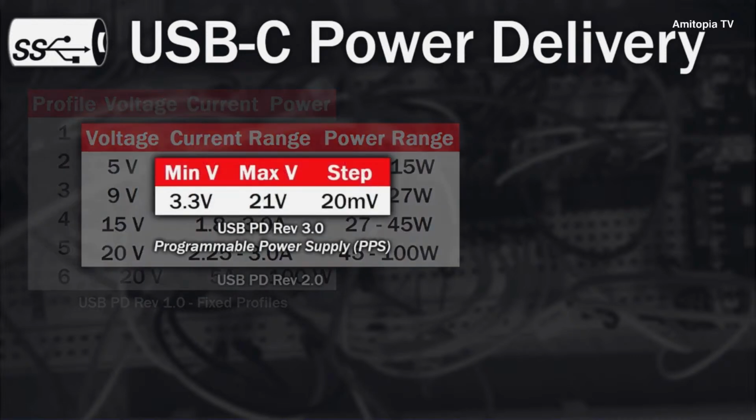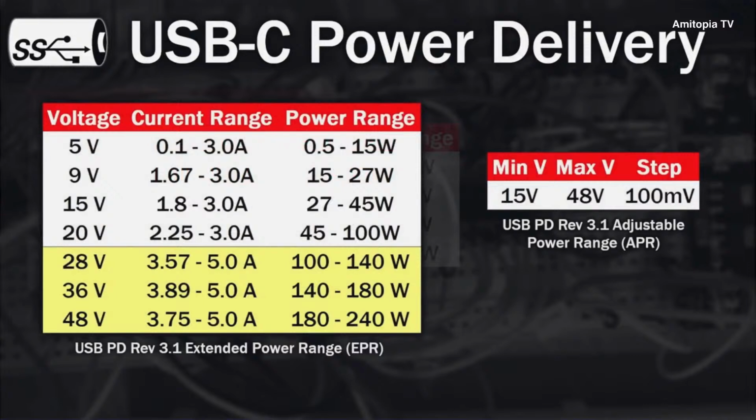A third revision changed this entirely and allowed the device to request power between 3.3 volts and 21 volts in tiny 20 millivolt increments. And not surprisingly, this was revised again to include voltages as high as 28, 36 and 48, and with an adjustable voltage between 15 and 48 in steps of 100 millivolts. Wow, you better make sure you have a suitable USB-C cable for those power requirements.